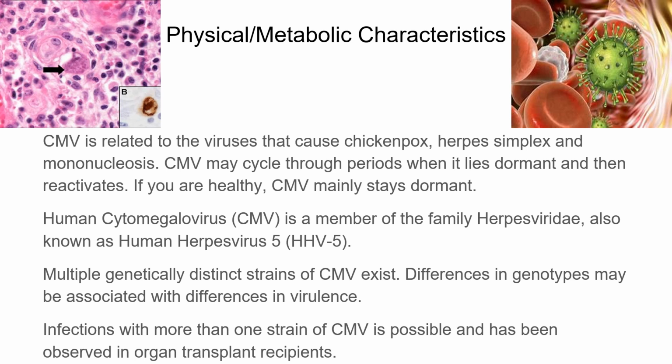The human cytomegalovirus, or CMV, is a member of the family Herpesviridae. It is known as herpesvirus 5. Multiple genetically distinct strains of CMV do exist. The differences in genotypes may be associated with differences in virulence, and we'll get into the virulence later on. Infection with more than one strain of CMV is possible and has been observed in organ transplant recipients.